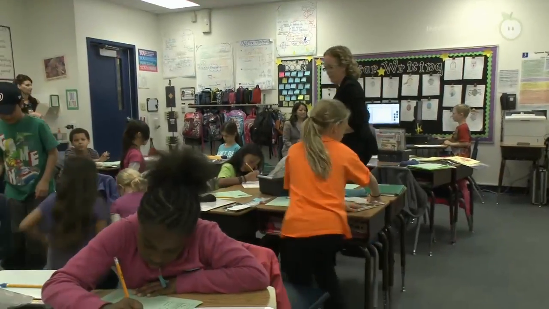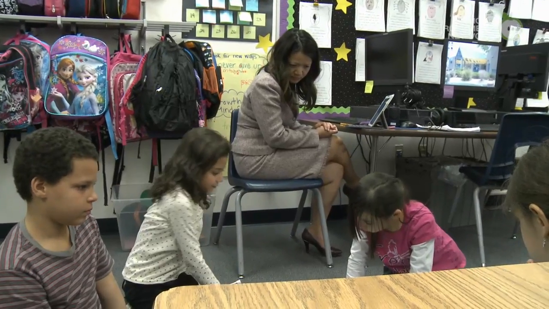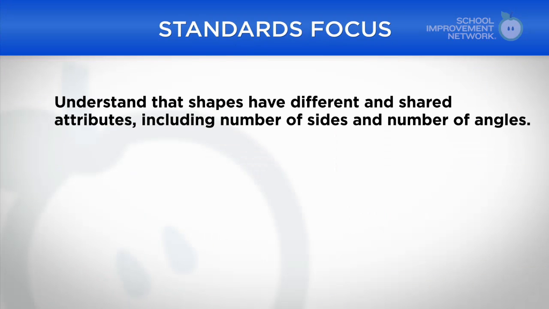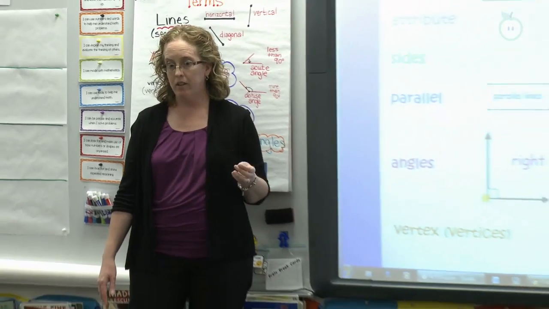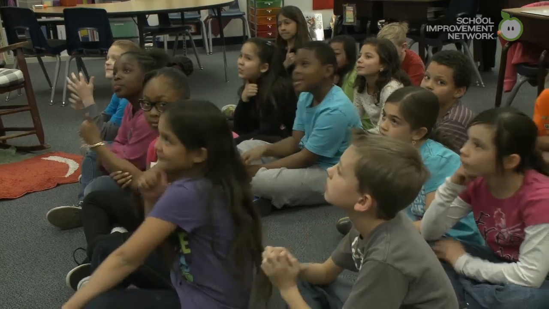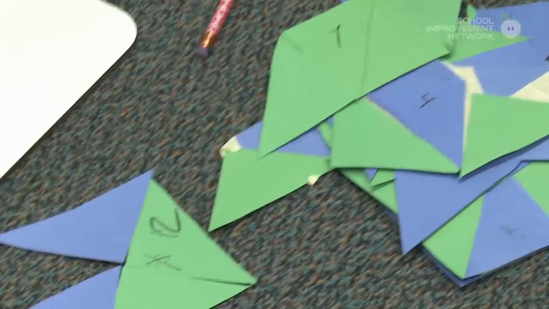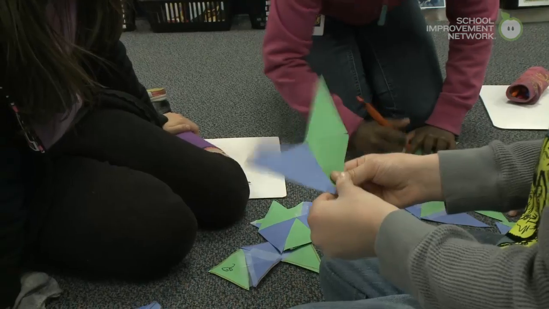In Ms. Lisa Mahana's third grade class, administrators conduct a classroom observation, while students engage in activities that help them understand that shapes have different and shared attributes, including number of sides and number of angles. Yesterday, in math, we were learning about geometry. We made shapes out of squares, and we cut the squares on the diagonal line. And we turned them into triangles. We had 4 triangles, and you had to make shapes out of the 4 triangles.